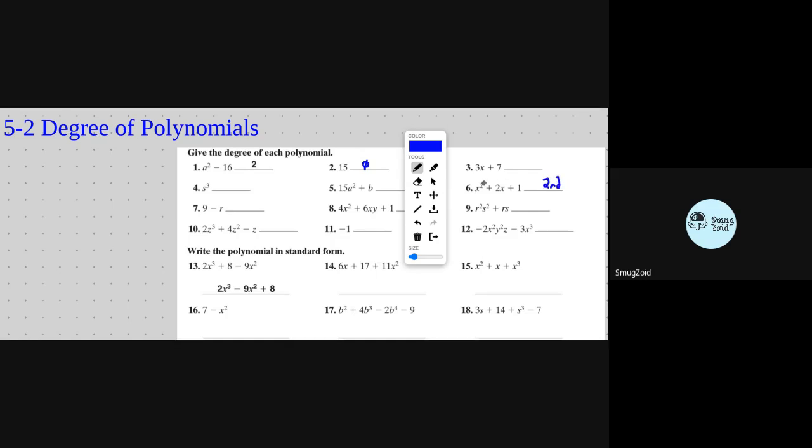Well, how do we know? Well, this one is 2. You can't combine it, right? And the reason why you can't combine it is because it's separated. These are terms. This is one term, and this is a separate term because it's either plus or minus.